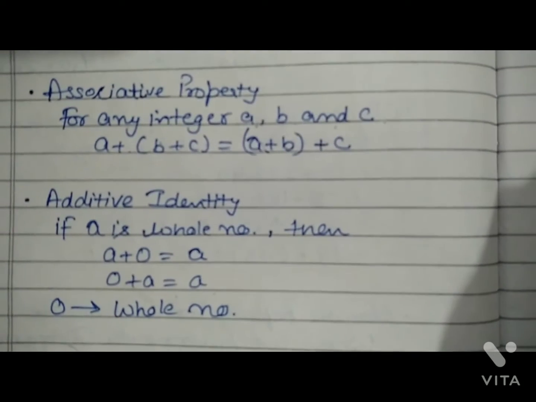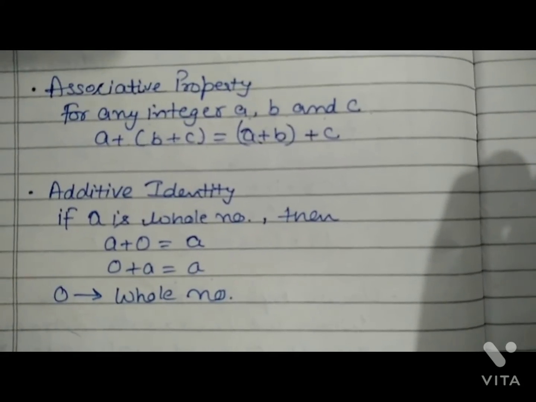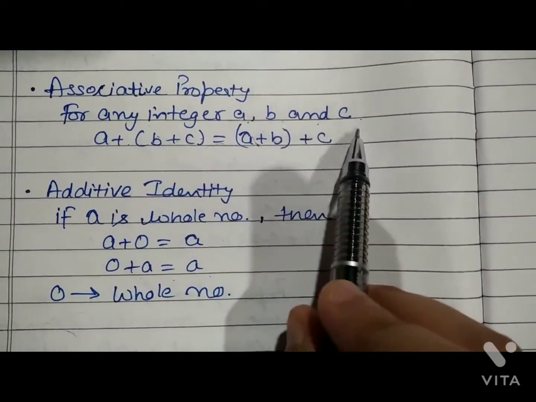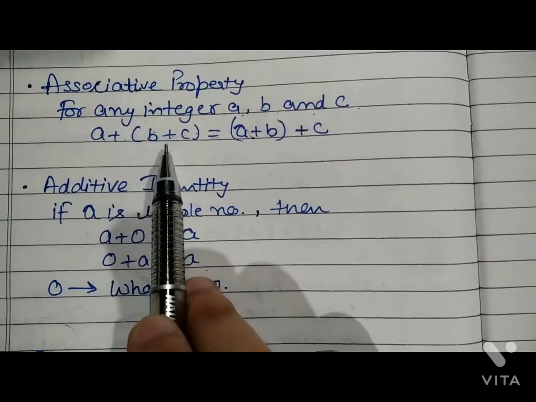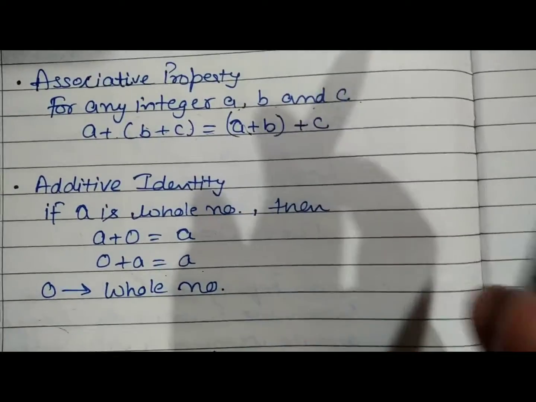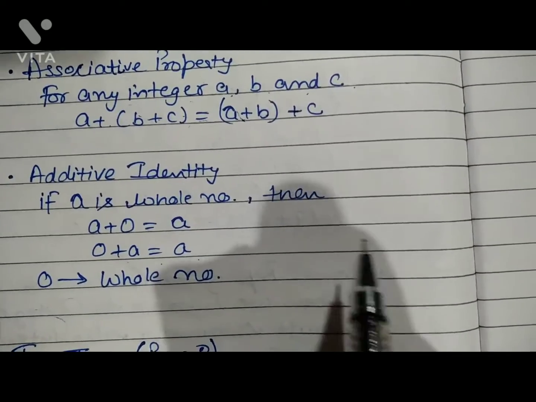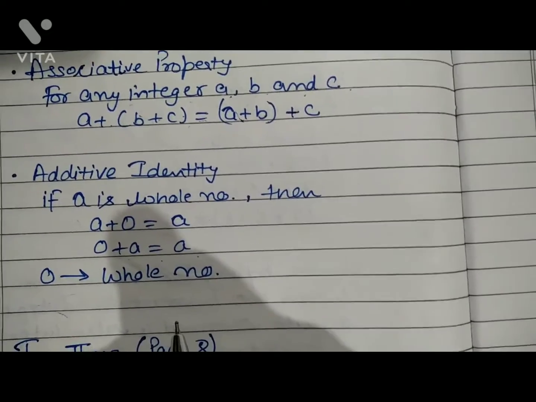Next property is the associative property. So in this case, for any integers a, b and c, a plus b plus c, in brackets as a plus b then c, equals a plus b plus c in brackets as b plus c. So here, addition of integers is associative.